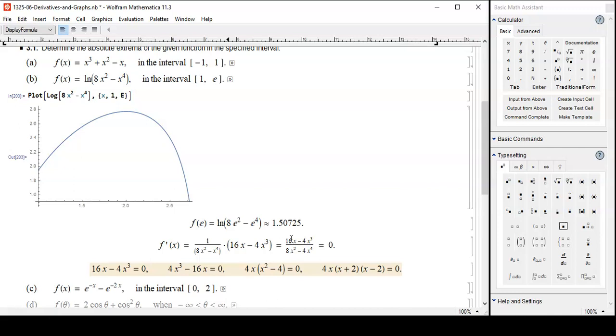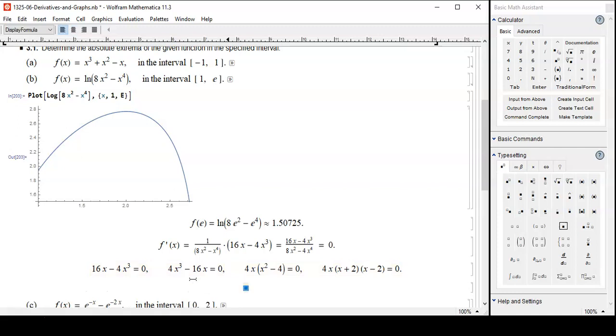Anyway, there you go. Setting the numerator equal to 0, we get this cubic equation, and thus x is either 0, which is outside the domain, no problem there. x equal to -2, again outside of the domain. x equals +2, oh, that's it. x equal to +2, right here.